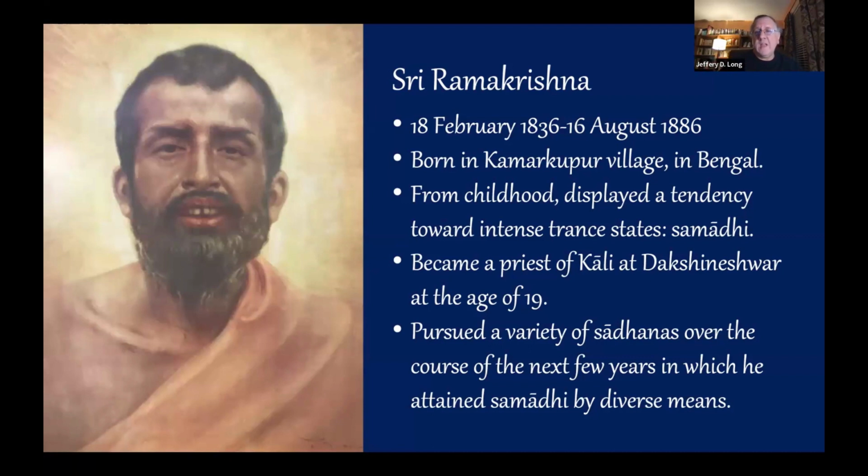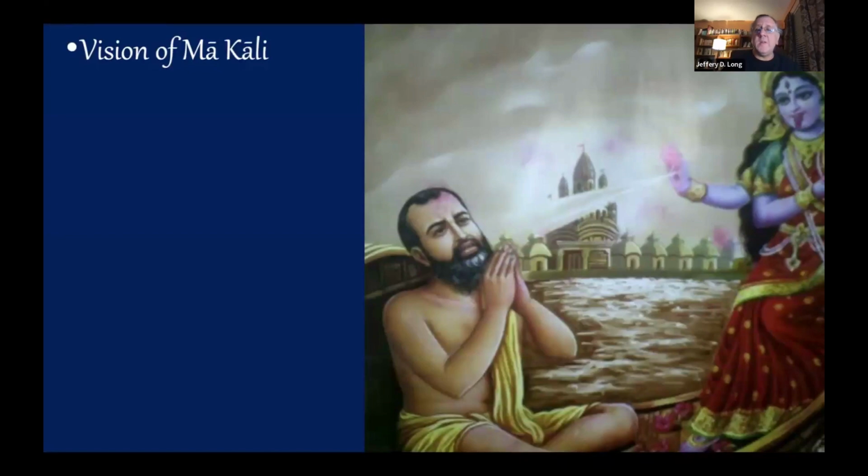And after he had this experience, he had a very powerful experience in the Kali temple. He saw the goddess as waves and waves of light descending upon him. And after this, he began to practice a variety of sadhanas. And over the course of the next few years, he attained this same samadhi state through the diverse methods provided by those traditions from which those sadhanas came. So his first of these many famous visions is the vision of Ma Kali, the mother goddess.